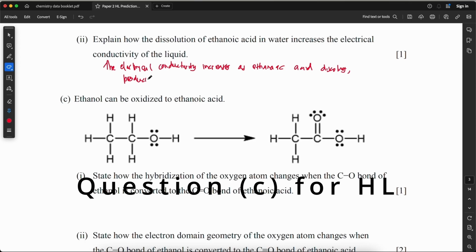producing ions in solution that can carry current. An electrical current can be conducted if mobile ions are present in the solution. They move between electrodes in response to the applied potential difference. As the solution of ethanoic acid increases, the amount of mobile ions will increase as well. So it will increase the electrical conductivity.